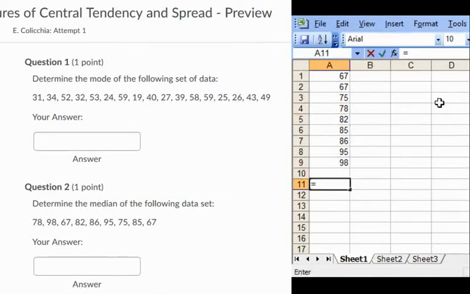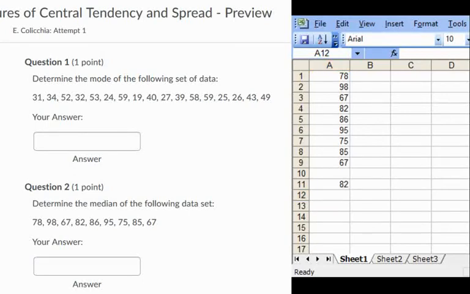Or we could even type equals median and highlight our data, and it will always find the median for us, 82. And we can do that even before the data is sorted. Let me just go backwards. Equals median, and we can find out that our value is 82 here.